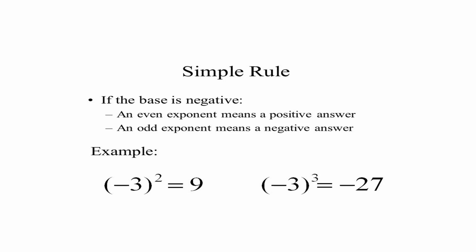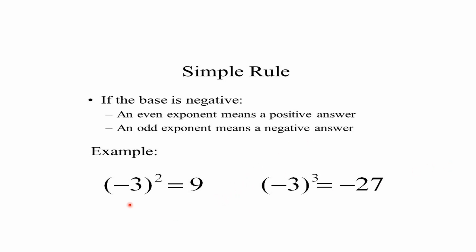Today we'll be covering 6.7a, understanding exponents with negative numbers. Okay, now let's go over one simple rule, and this is a good rule to remember. That is, if the base is negative, an even exponent means a positive answer. An odd exponent means a negative answer. We will repeat this rule throughout the lesson.